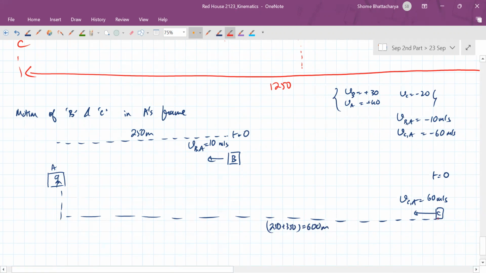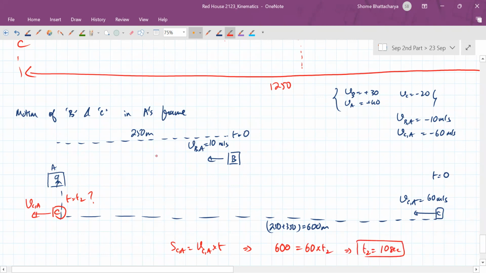So C will come alongside A at some time t2, let's say, if you want to find out. Displacement of C should be velocity of C with respect to A into time. So when this displacement becomes 600 meters in magnitude with a velocity of 60, the time should be t2. So this should be 10 seconds. Now during that 10 seconds, where has B reached? B has reached somewhere here.